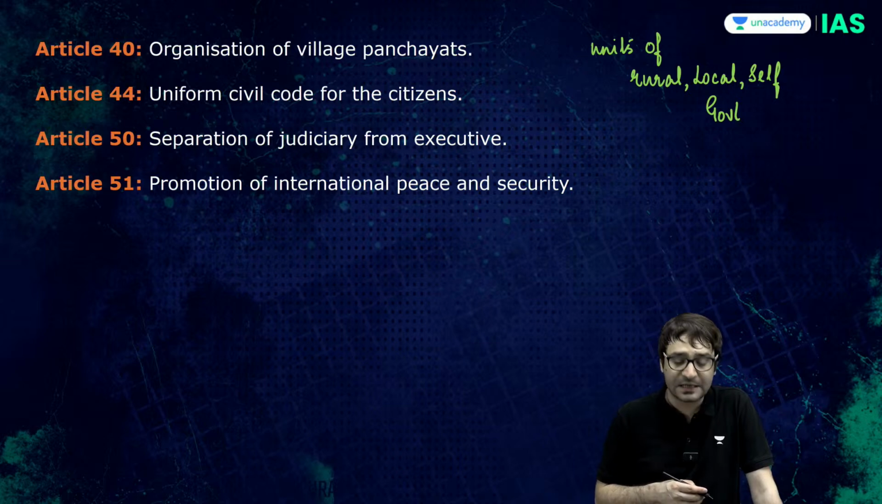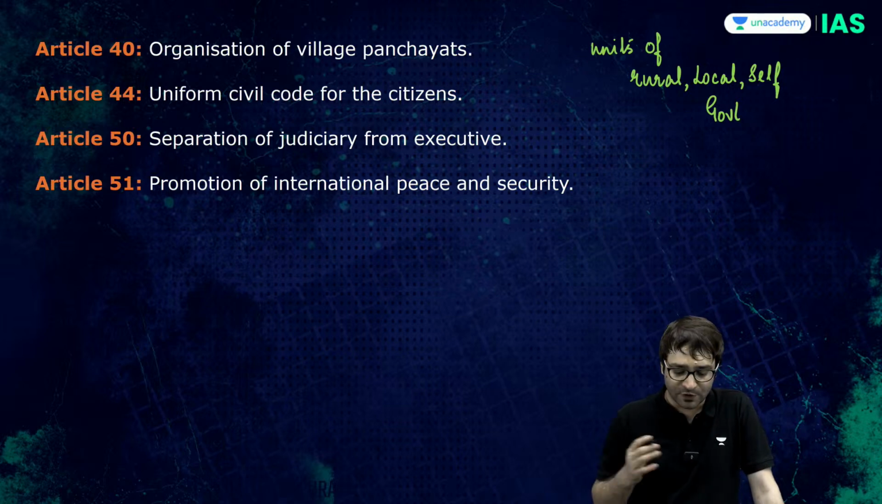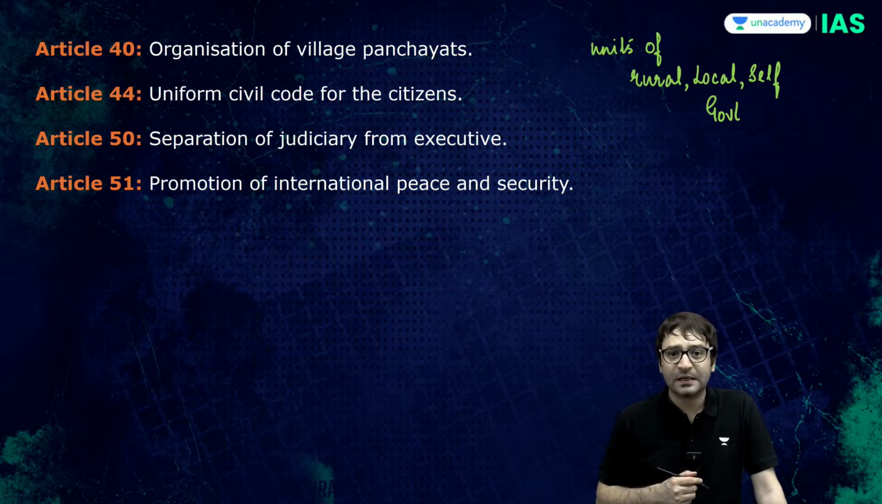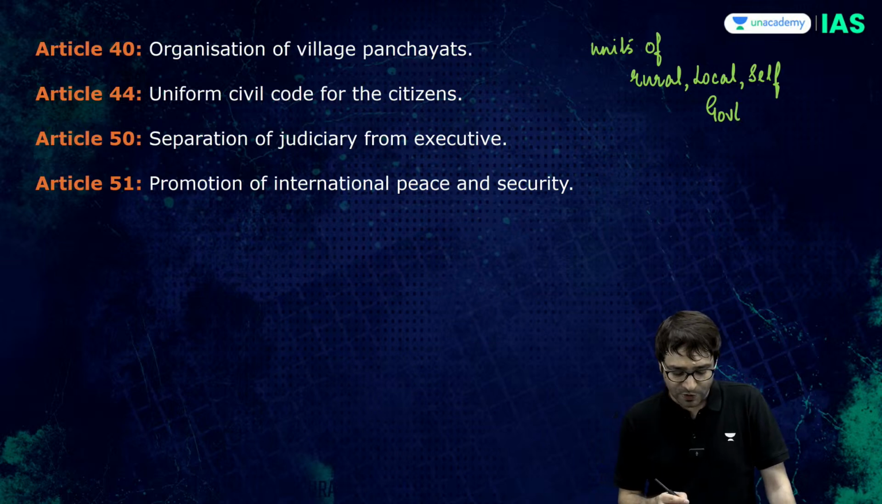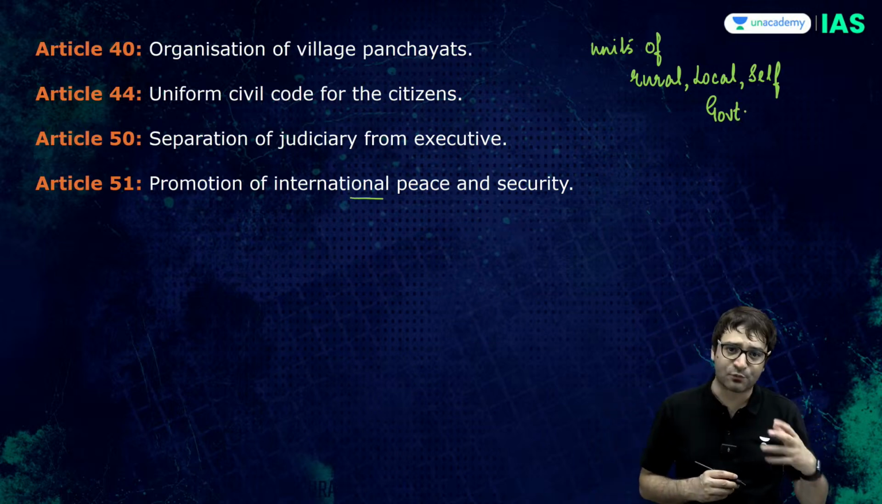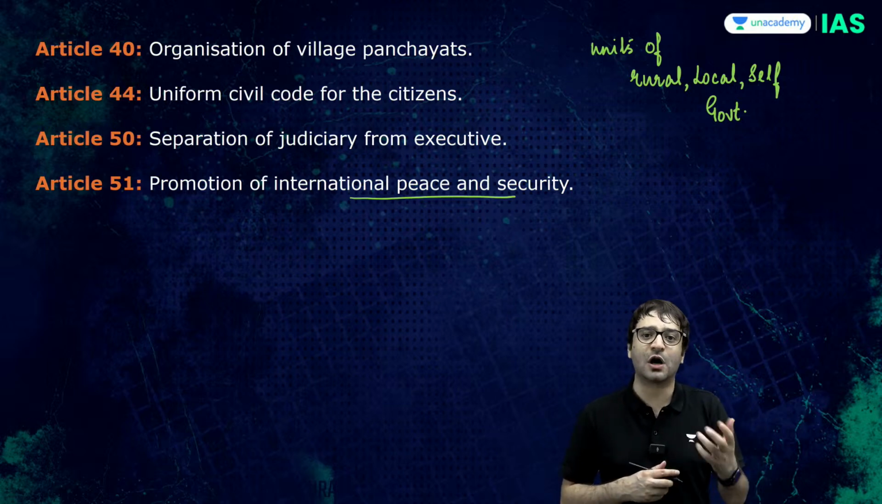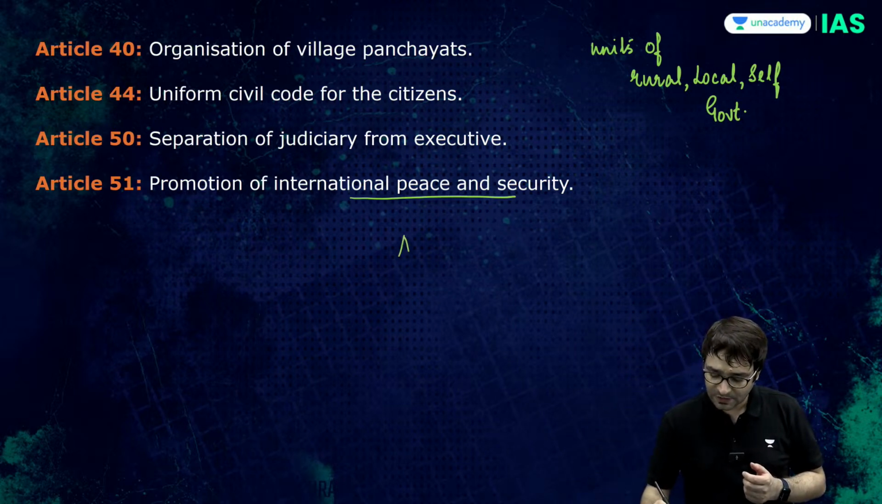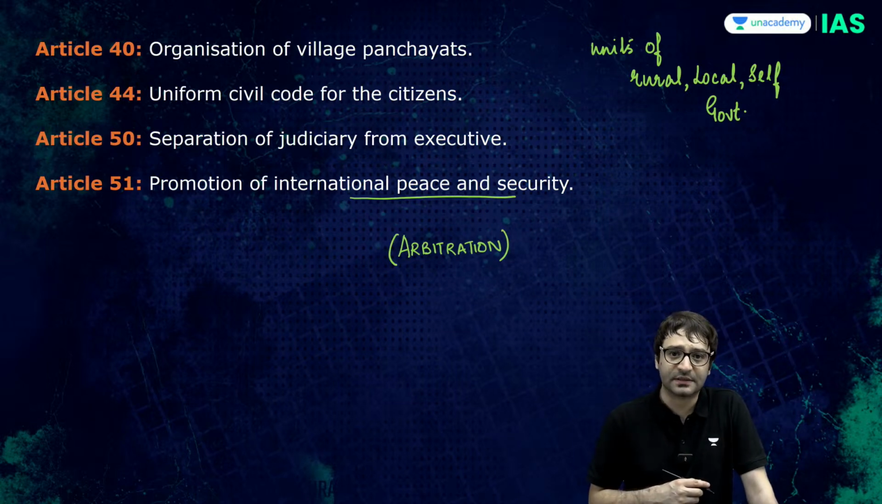Article 50, which talks about separation of the judiciary from the executive. Article 51, which imposes a positive obligation on the state that the state shall endeavor to promote international peace, to take steps to promote international peace and security, to ensure that as much as possible you're resolving conflict through arbitration. That's Article 51. These are part of the directive principles.